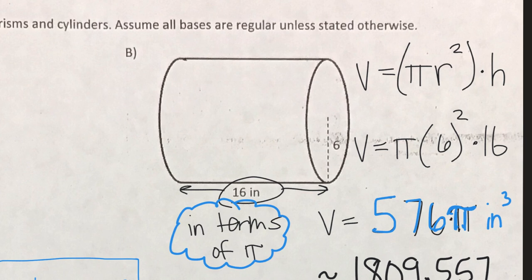Okay, so when you're reading the problem, are you being asked to write it in terms of pi? Because if your problem says in terms of pi, then your answer should have the pi symbol in it and not be a crazy decimal. Okay, so just make sure you're reading to see what they want you to do.